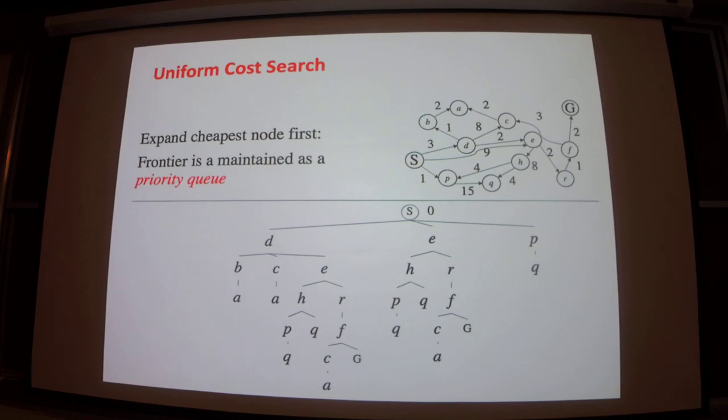Again, if you care about quizzes, pay attention. All right, so how would that look on this graph, which is the same graph we had previously, but now it has costs? Okay, so we're at S. We're going to go to the cheapest child, right? That's P. P has one outgoing edge, and it's very, very expensive, 15, we add it to the 1. That's going to be the key value for the priority queue for that instance.